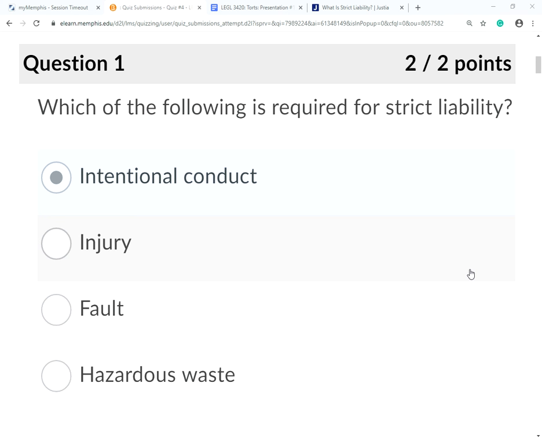So, if you look at the answers that we have to choose from, we know that you could easily say it's intentional conduct on the part of the defendant in this particular question. We know that injury must result from whatever action was taken, even though it was inherently dangerous. We know under a tort that some type of injury must have occurred for it to be a cause of action.